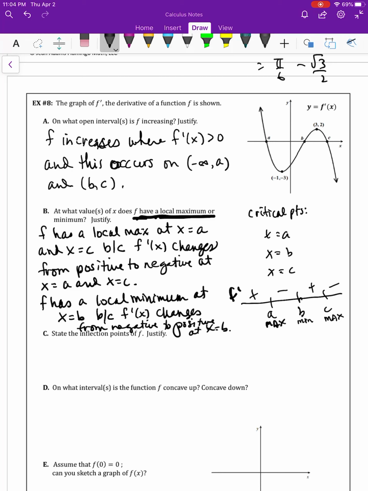Okay? And then state the inflection point of f and justify. Well, to state the inflection point, what would you have to know? We'd have to think about, and I'm going to do it in blue, we have negative, negative, negative, negative, negative slopes of tangent lines, then we would have 0.